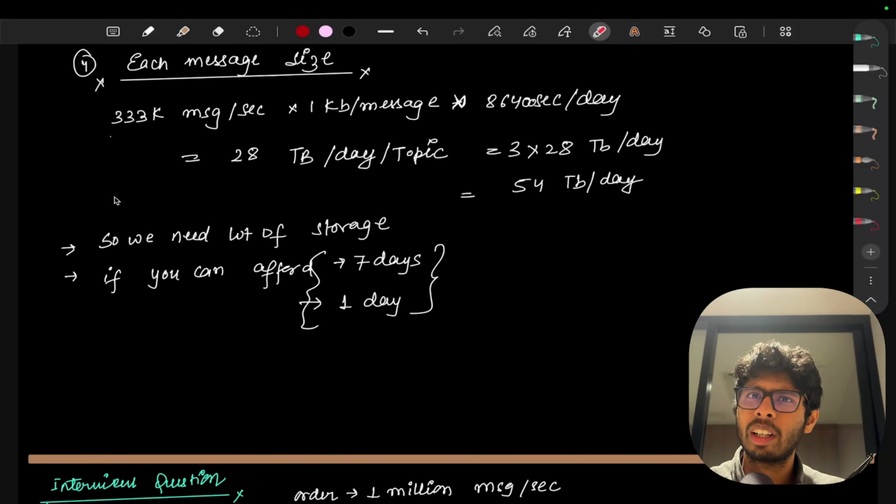So we usually keep our retention policy of 7 days. If the data is important, we keep it longer, but if the data is not that important, we can just keep the retention policy of, let's say, 1 hour or 1 day. So it is completely dependent on the scenario, what retention policy we should keep according to the data size and the importance of the message. So this is all about question 1.